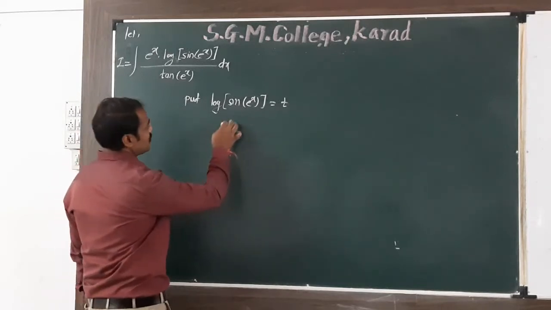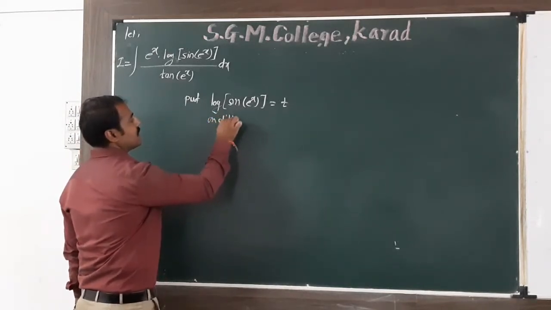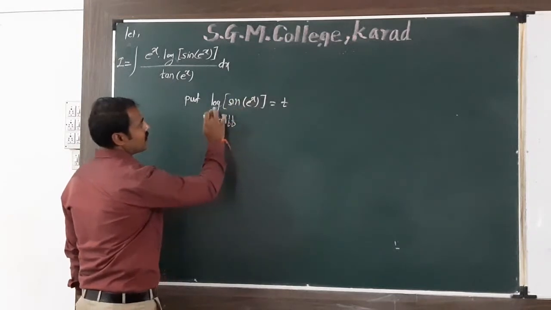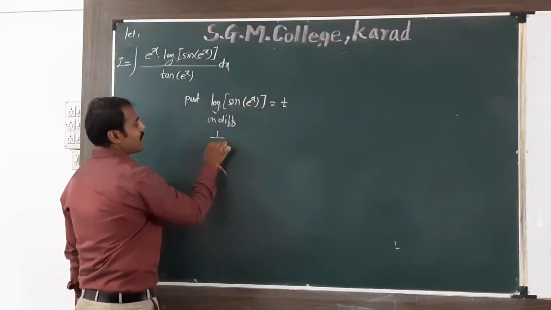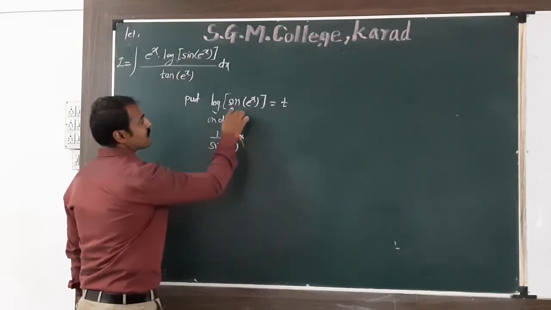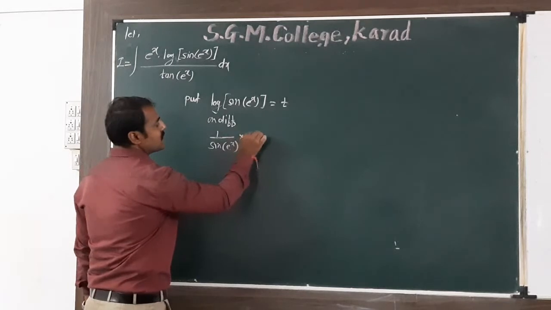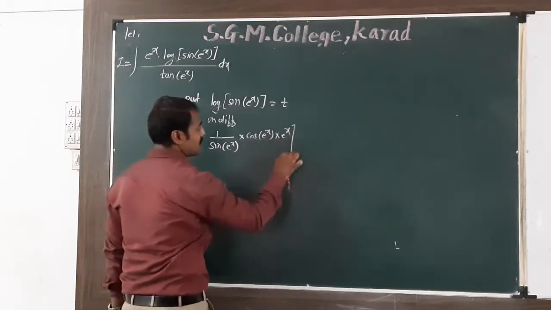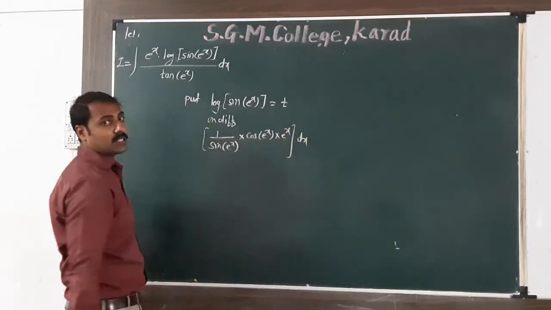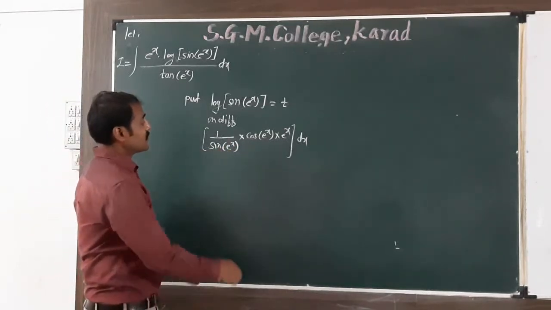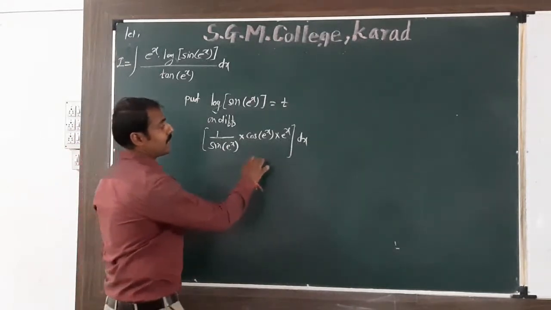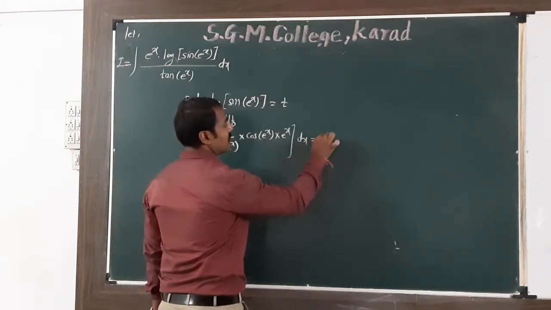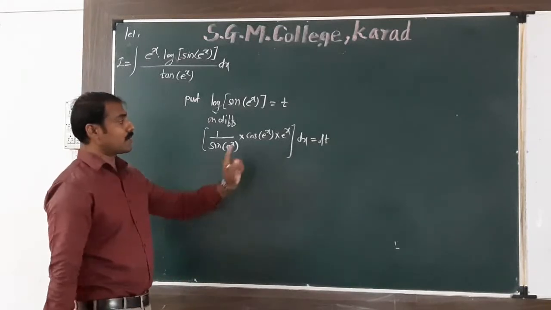After substitution, on differentiating: the derivative of log of x is 1 upon x, so 1 upon sine of e raised to x, into the derivative of sine of e raised to x, which is cos of e raised to x, into the derivative of e raised to x, that is e raised to x. Since it is differentiated with respect to x, multiply by dx. When the right-hand side is differentiated with respect to t, multiply by dt.